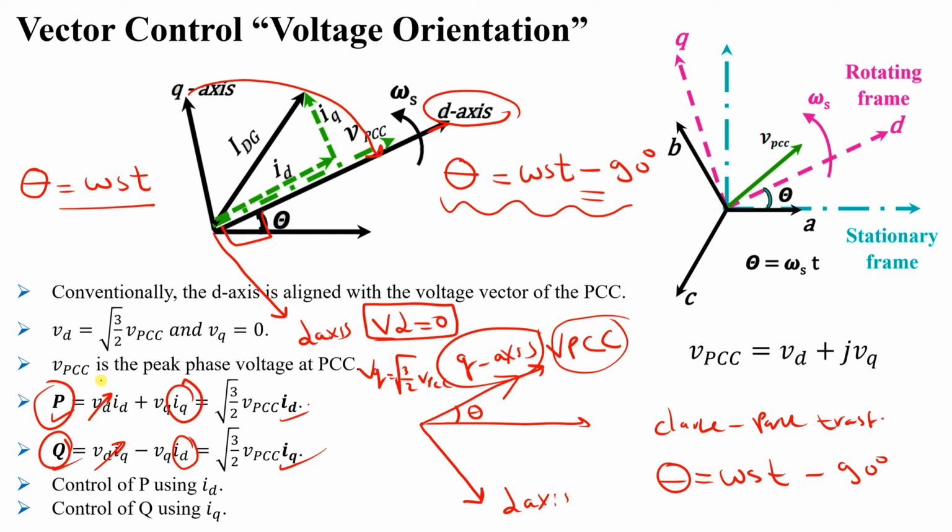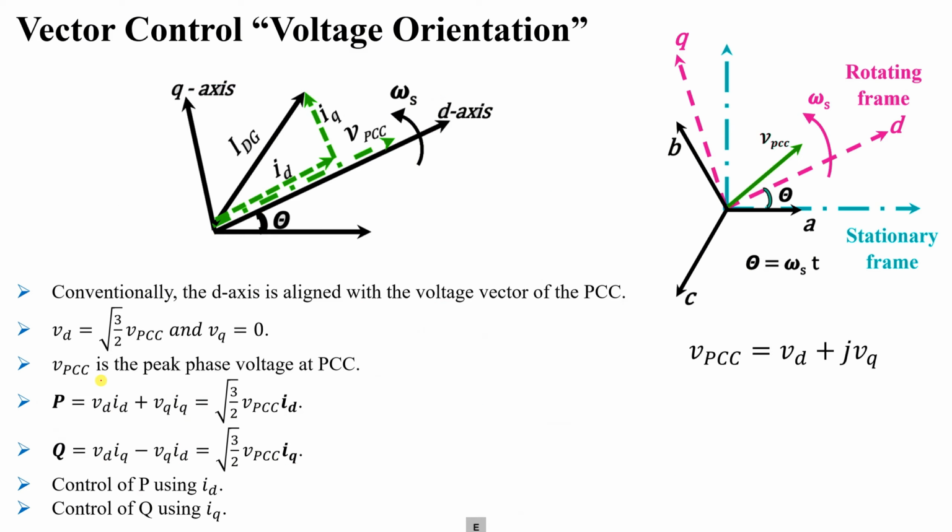Okay, so there are many control strategies that you'll find in research papers. Now let's continue what we did. So what we see now is that power, ID, Q, IQ.